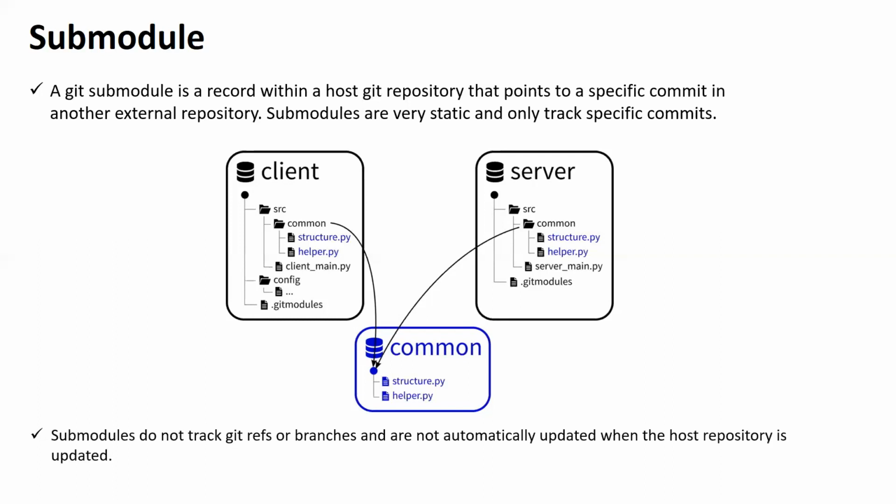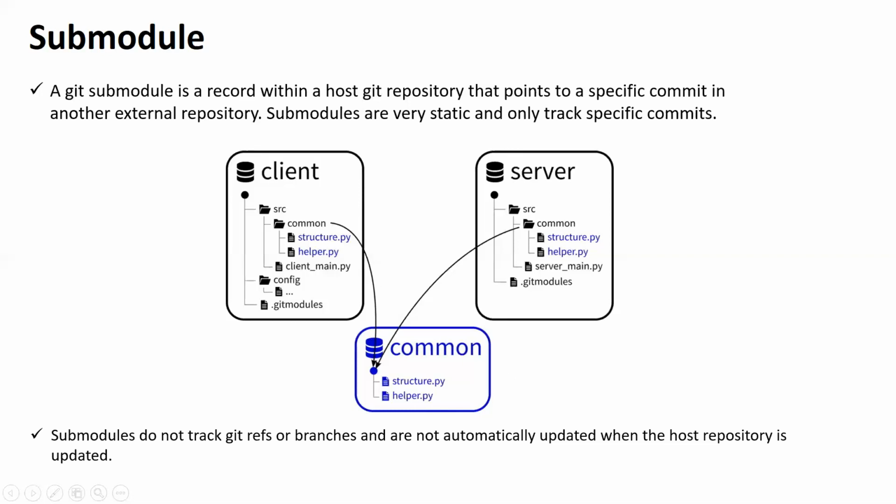Sometimes it is a disadvantage also, because whenever there is a new commit for this common repository, it won't automatically change things in client and server. It will point to a particular commit. So if new commits are there, you need to point this pointer to the new commits. Submodules do not track the git references on the branch, so they are not automatically updated when the host repository is updated. Whenever there are new commits, you need to manually come and point to those new commits. It won't be done automatically by git.